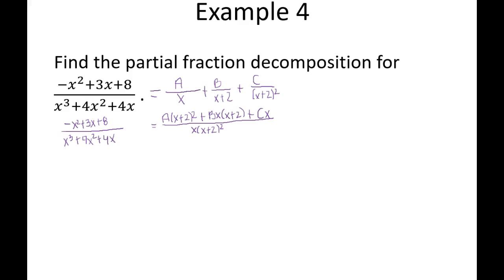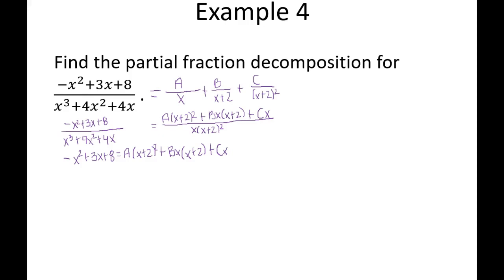Now, we've already factored this. We know it factors into this over here. So since we have the same denominators, our equation becomes negative x squared plus 3x plus 8 is equal to a times x plus 2 squared plus bx times x plus 2 plus cx.